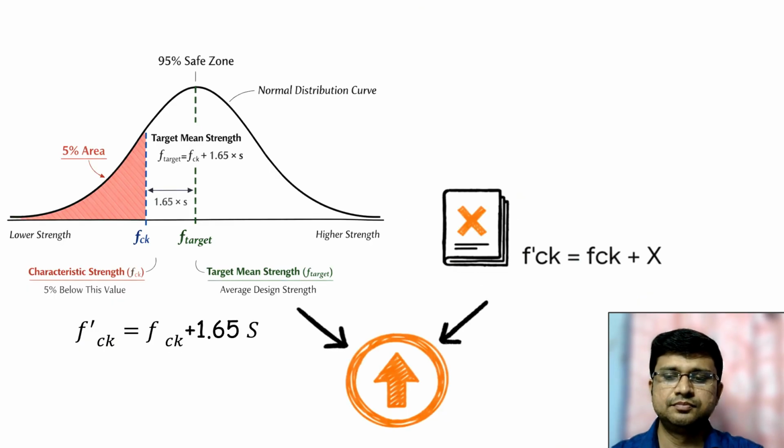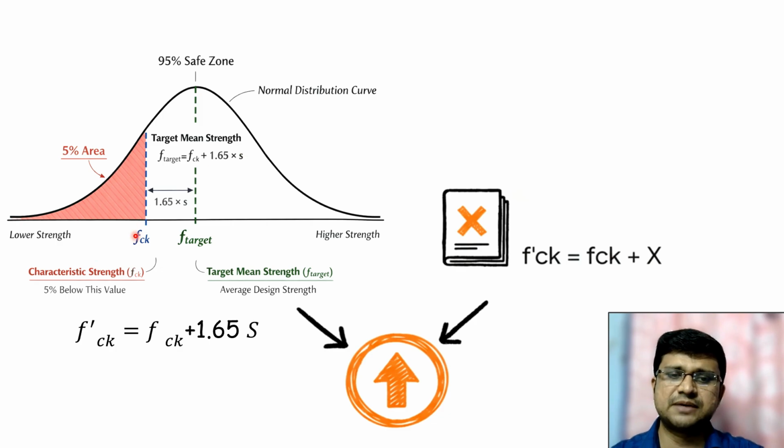Now, when we are preparing the concrete mix, we have one particular question: will we prepare the concrete mix for fck, or will we prepare the concrete mix for some higher value? For that reason, we actually target a higher value, and that value is known as target mean strength.